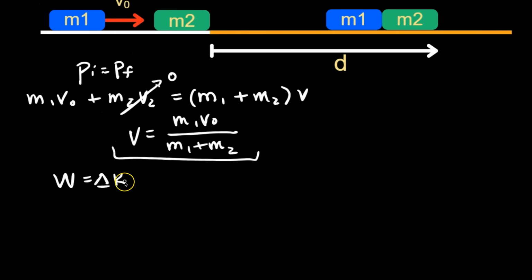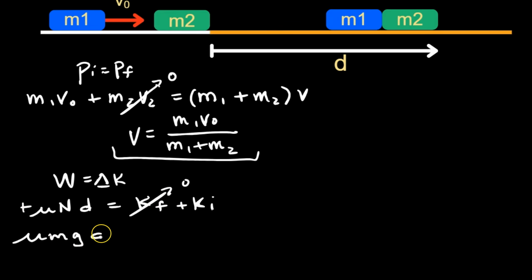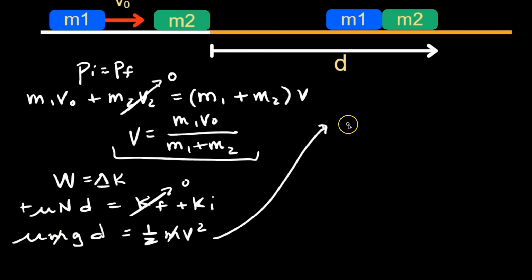After the two blocks stick together, they are sliding over a rough surface. So we have work done by friction on the two blocks. We're going to use the work-energy theorem, which states that the work is equal to the change in kinetic energy. The work is done by friction, so we're going to have a negative work because the frictional force is in the opposite direction of the displacement. And the friction force is mu times the normal force. So on the left-hand side we have negative mu times the normal force times displacement equal to the final kinetic energy minus the initial kinetic energy. Since the two blocks come to a stop, we can set the final kinetic energy equal to 0.